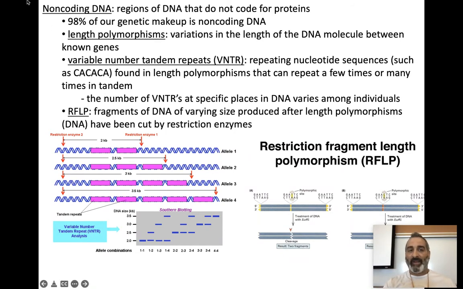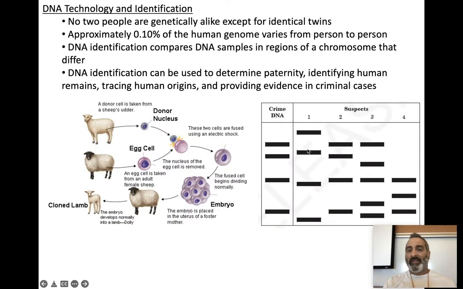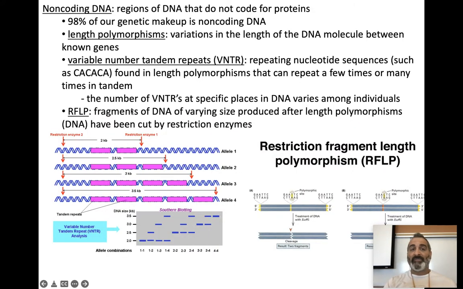Their DNA is different lengths because of these variable number tandem repeats. They have repeating sequences in their DNA, and some people's are longer and some people's are shorter. So when I cut your DNA into pieces, you create different pieces of different lengths. Now I'm going to go back to this. These lines here represent pieces of DNA of different lengths. And why are they different lengths? Because of these repeated units, these VNTRs, and each person has a different amount of VNTRs.